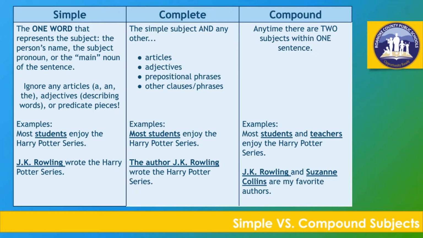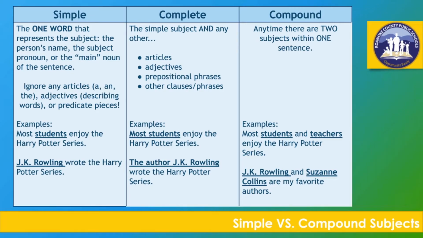So let's look at the first example. Most students enjoy the Harry Potter series. So you have to ask yourself who enjoys, and it's students. Most is modifying the word students, so we don't underline that for the simple subject. J.K. Rowling wrote the Harry Potter series. Who did the writing? J.K. Rowling. Therefore, she is our simple subject.